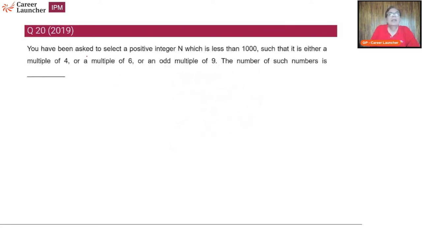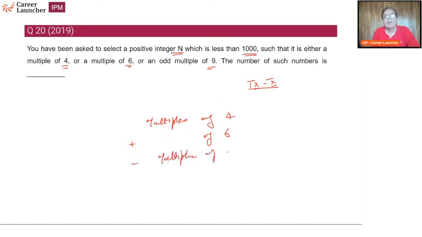Question 20, you have been asked to select a positive integer n which is less than 1000 such that it is either a multiple of 4 or multiple of 6 or an odd multiple of 9. What is the number of such numbers? What are you supposed to do? Something which you studied in numbers, class 9, 10 topic. Okay, what will you do? Find multiples of 4, then multiples of 6, minus multiples of the LCM of 6 and 4, which is 12.